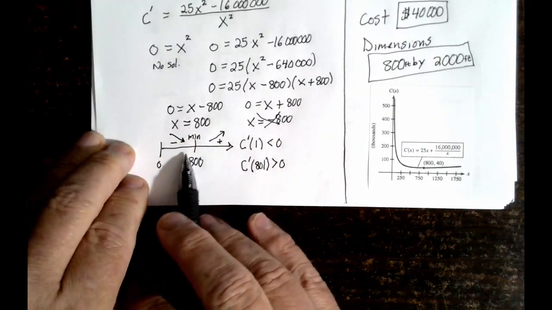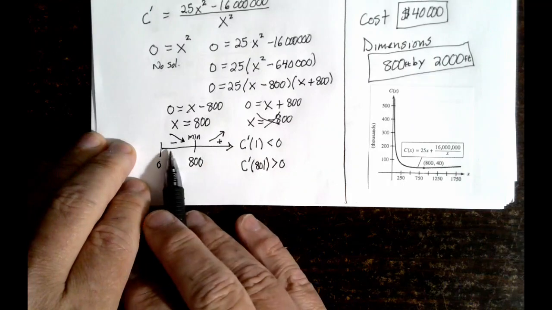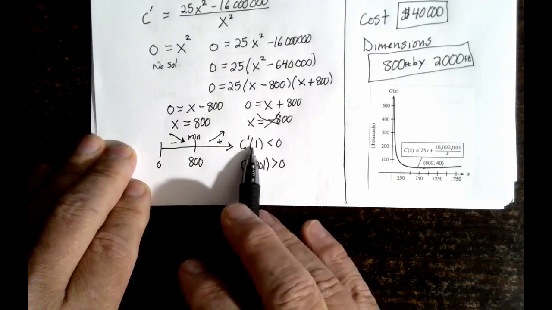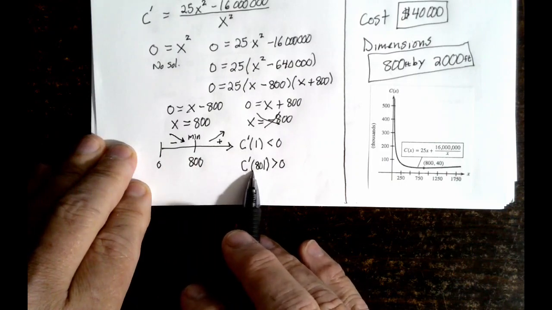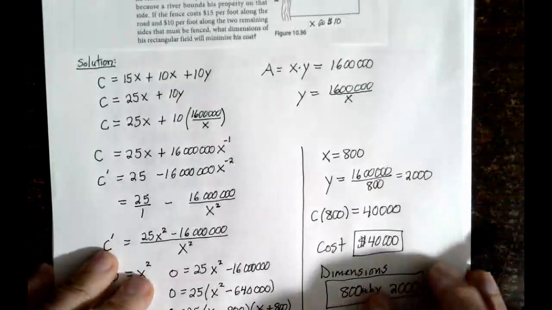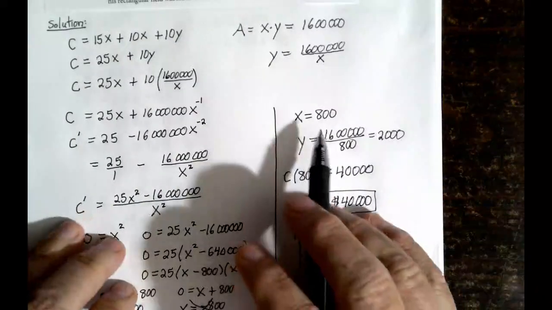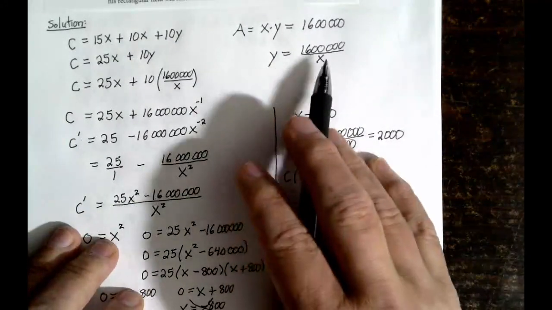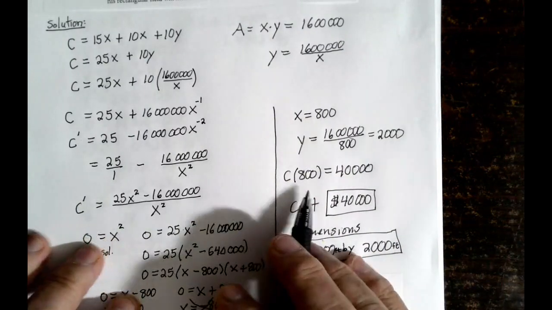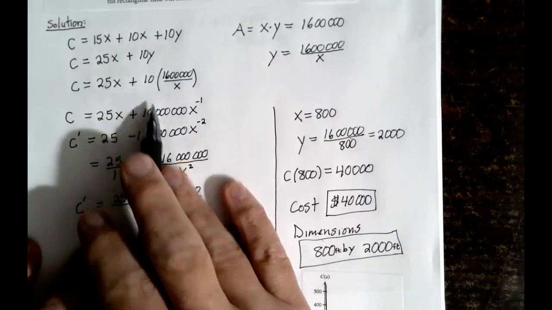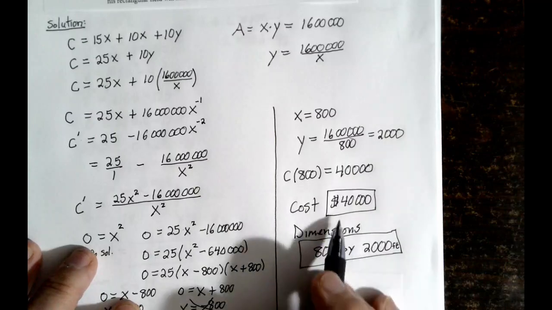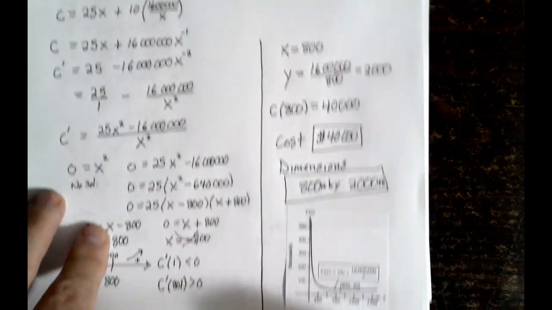And we're looking at this one here, when we divide up the number line and make a sign diagram for greater than 0. Based on plugging numbers into the first derivative, we get a minimum here at 800. That's what we're looking for. We're trying to minimize. So X is 800, so you plug 800 in for X and you get Y is 2000. And then if you plug 800 into the cost function, you get 40,000. So our dimensions are 800 by 2,000, and our costs are $40,000.